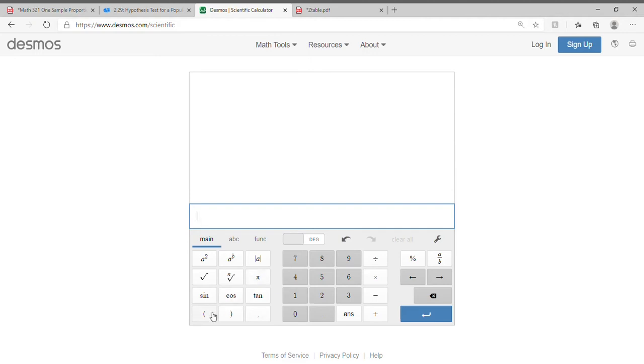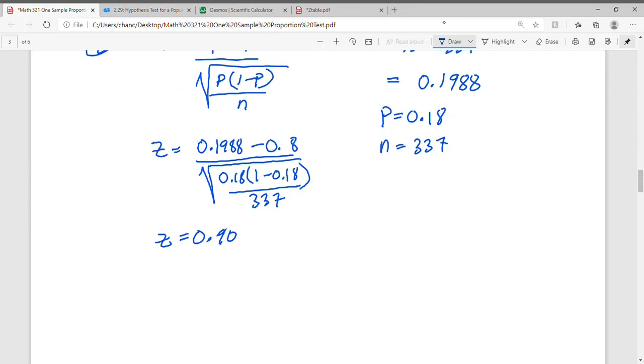Let's go to our calculator. I will enter a parentheses first for the numerator. Let's type in 0.1988 minus 0.18 and then close the parentheses off. Click divide. Then enter the square root of 0.18. Open another parentheses. 1 minus 0.18. Close that parentheses off. And then divide it by 337. We have our test statistic is equal to 0.898, or we could round this to 0.90. Z is approximately 0.90.